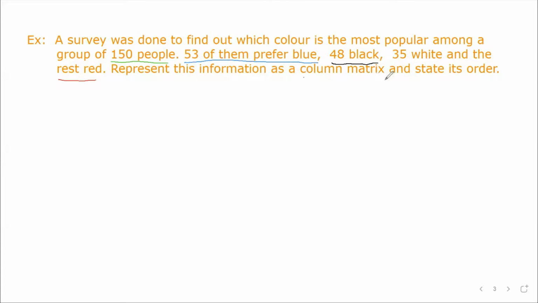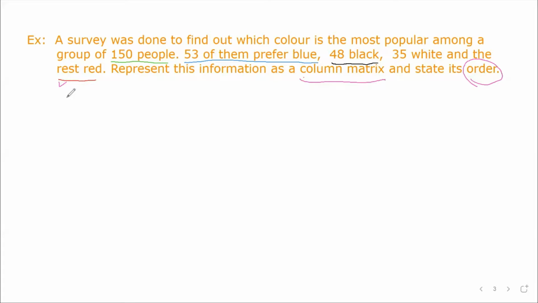Represent this one as a column matrix and state the order. From this information, we can see how many people they surveyed: 150 in total. Then we have 53 light blue, 48 black, 35 white. So the red color we don't know yet. How do we find how many people prefer the red color?